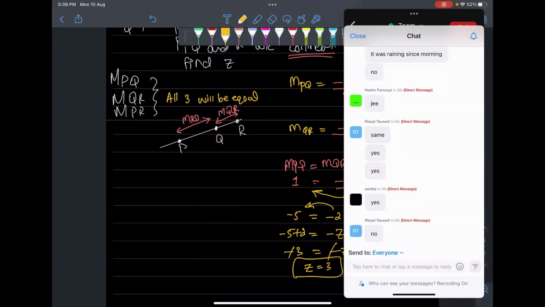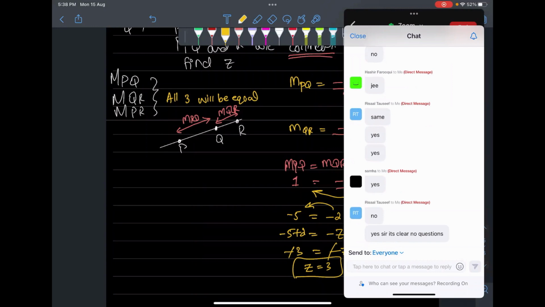Okay, that's good now. Now we'll move on to some more questions. We'll study some more questions. Collinear points is done.